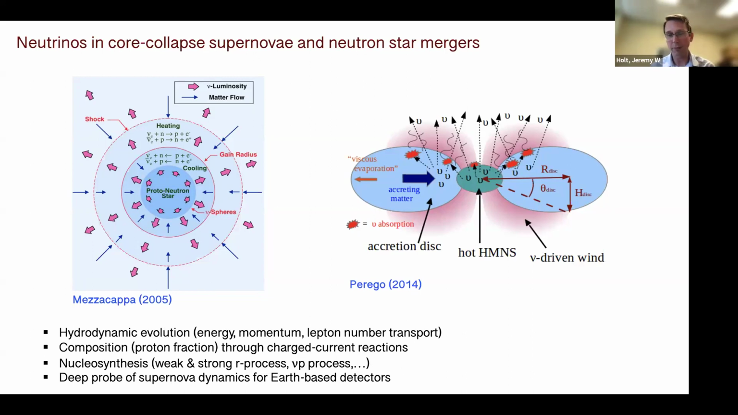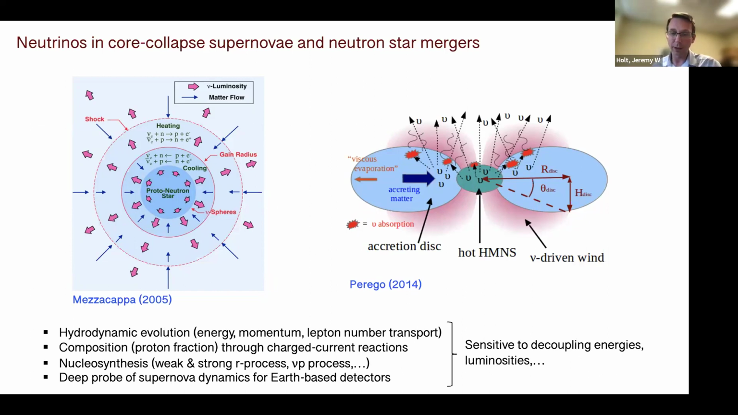So not only the dynamical evolution of the system and the composition, but neutrinos are also one of the deepest probes of core collapse supernovae. And so we want to develop our neutrino modeling in such a way that with the next galactic supernova, we'll be able to make contact with experiments and help refine our models.